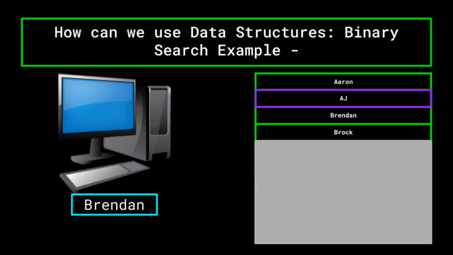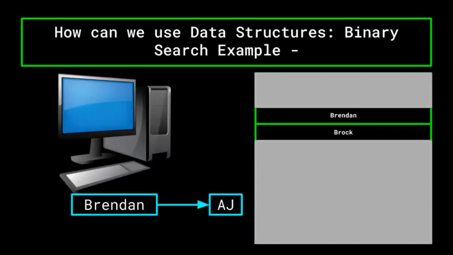Again, we would find the middlemost element of this new list of names and again compare it to the name you're trying to find. If it's the name we're trying to find, we return that index, but if not, we compare it to see if it comes before or after the middle index. Going back to our example, let's say the middle index of this new list is AJ. Now we know that Brendan comes after AJ alphabetically, so what we can now do is ignore the top half of the list, since we know that if Brendan is in the list, it's not going to be in the top half of our list.